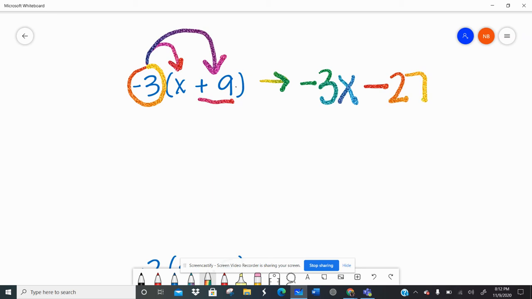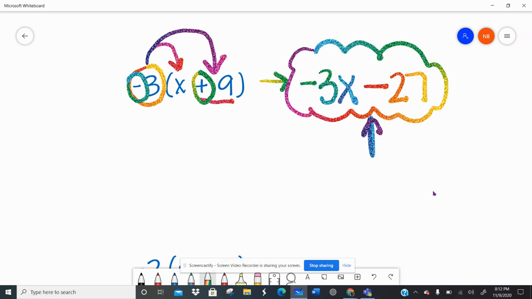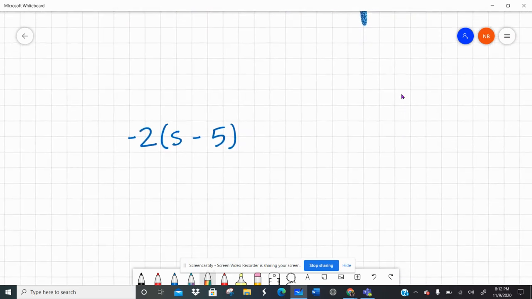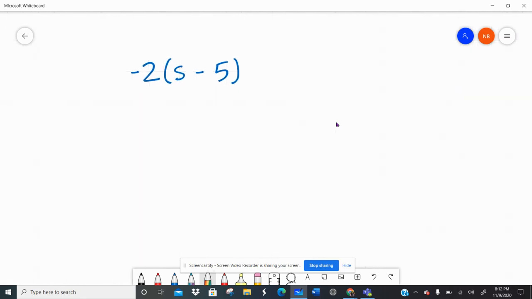So really pay attention. Remember, a positive times a negative is a negative. So that would be negative 3x minus 27. So make sure we're paying attention to the signs. All right, here we go.